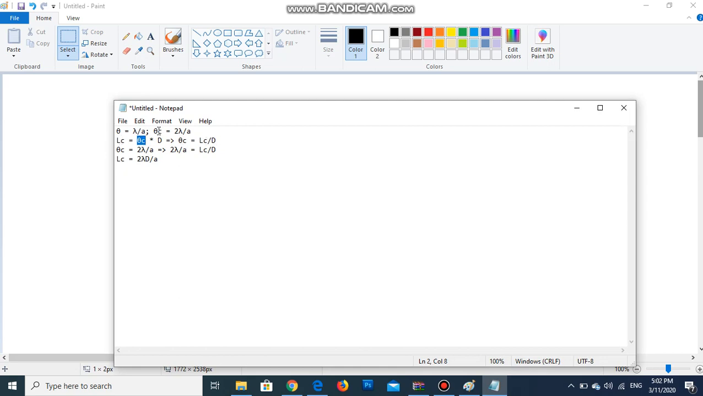Now comparing these two values, we get theta_C equal to 2 lambda over a, then 2 lambda over a equals L_C over D, or L_C is equal to 2 lambda D over a. And thus we can say L, which is the linear width of any other fringe, is equal to lambda D over a and not 2 lambda D over a.